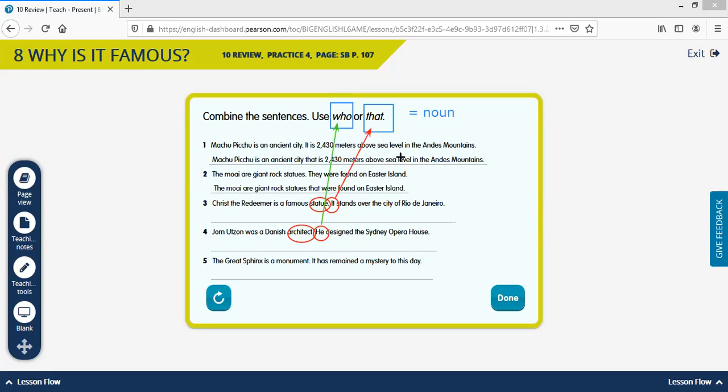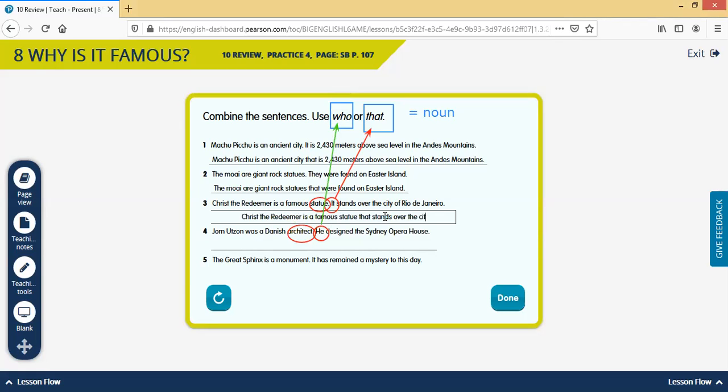All right, let's see. So for number 3, we have Christ the Redeemer as the result. Christ the Redeemer is a famous statue that stands over the city of Rio de Janeiro. Janeiro. I don't know, you want to say that in Spanish, English? All right. And then for number 4, we have John Utzon was a Danish architect.